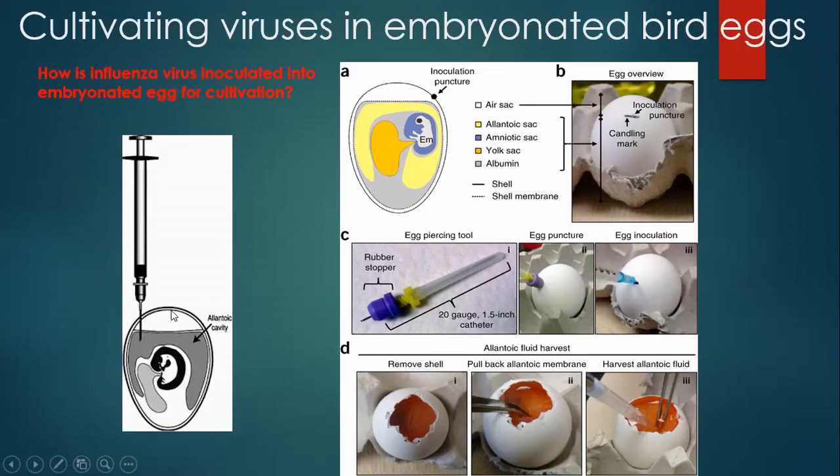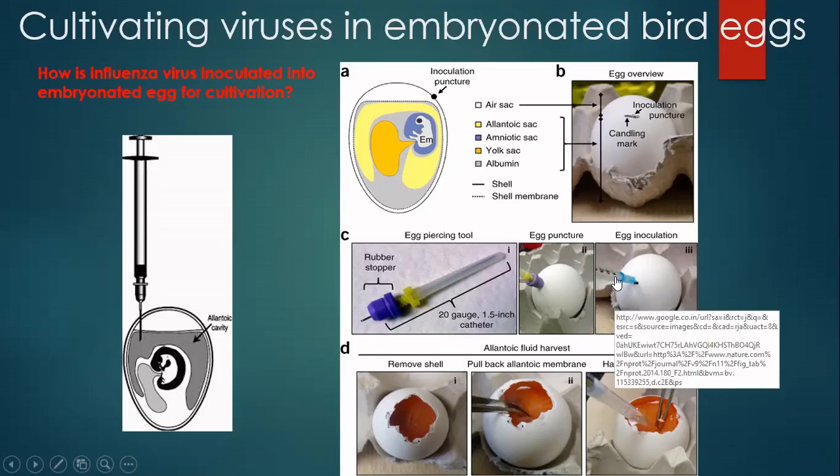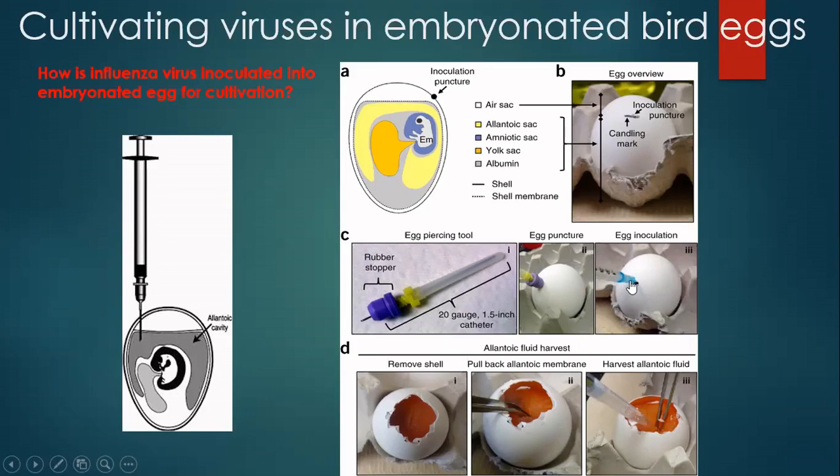There'll be a hole now in the shell because a hole was made while drilling. Through that hole only the virus was inoculated. Once the virus has been inoculated, this hole has to be sealed, and that is done with the help of melted paraffin wax. Now this egg, which has been inoculated, will be incubated at 37 degrees centigrade for 48 hours.